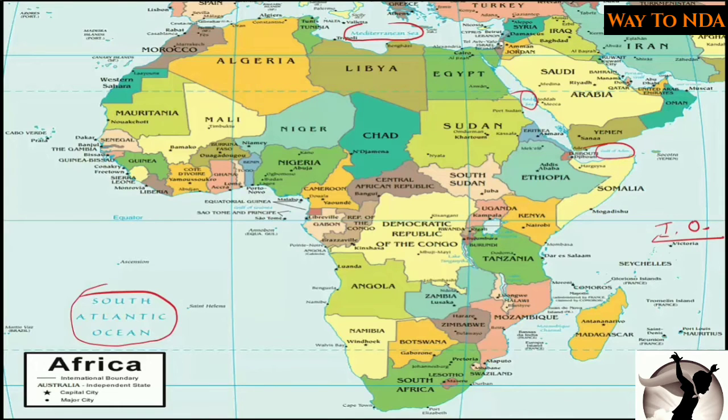Now the Red Sea is joined to the Mediterranean Sea through the Suez Canal, and here you will find the Mozambique Channel. The Mozambique Channel is between Madagascar and Mozambique. Now here you can find these small but very important countries. One is Seychelles, an island country, and here you will find Mauritius. These are also very important countries.